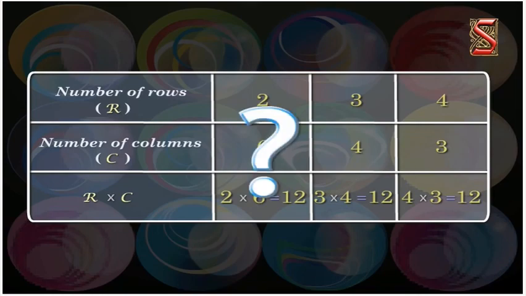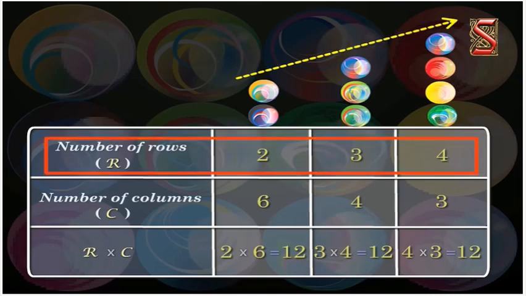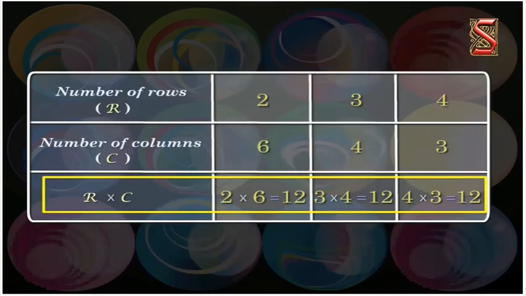Now what are you going to remember for inverse proportion? In inverse proportion, the product, that is the multiplicative value of both the quantities, will always be constant. So what has happened to the number of rows? Number of rows increased from 2 to 3, 3 to 4, number of columns decreased from 6 to 4, 4 to 3. Though the values were different, the product was always the same, that is 12.